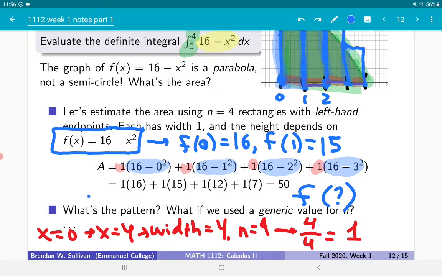Well, it's the starting value on the far left of 0 plus 1 each time. And why 1? Because that's the width of each rectangle. So I'm adding 1, and then I'm plugging in another 1, and then I'm plugging in 1 more. I'm increasing the x value by that little width amount each time.